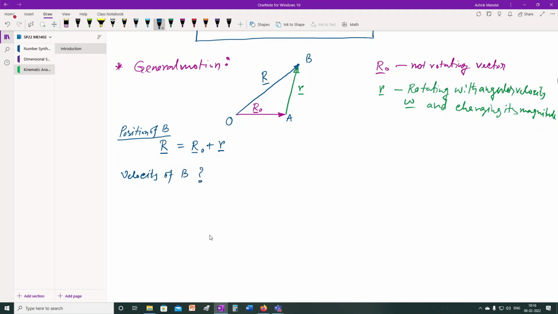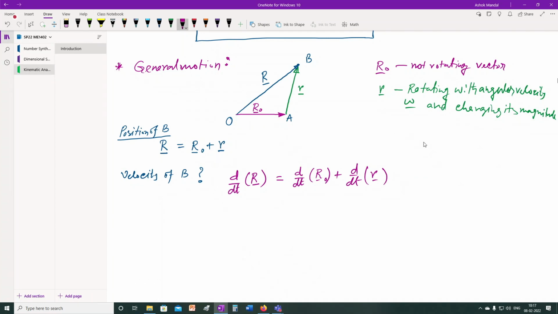Velocity of B. What is this? To find that out, we need to differentiate the position vector with respect to time. When you do this differentiation, let us first write it down: differentiation of the first vector plus differentiation of the second vector. As you know, if two things are in summation, you can apply differentiation separately, and this is the definition of differentiation.